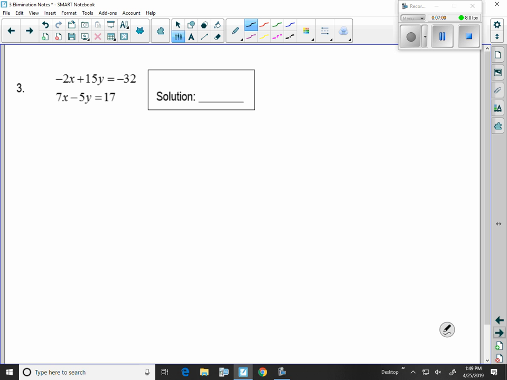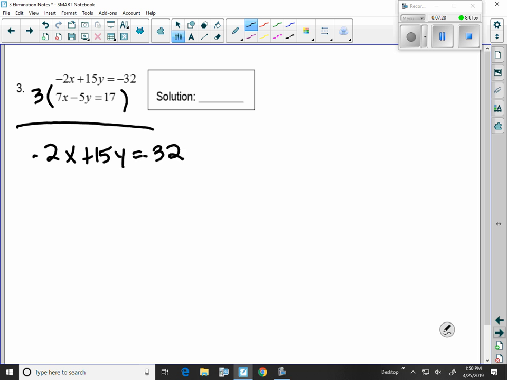Why? Because I could multiply negative 5 by what to get 15? 3. Okay? So I'm going to multiply this whole equation by 3. Now, you could have changed the x's, but you would have had to multiply both equations by a number. Kind of extra stuff. So I rewrite my first equation. Create my addition problem. Okay, make sure every number in that second equation got multiplied.